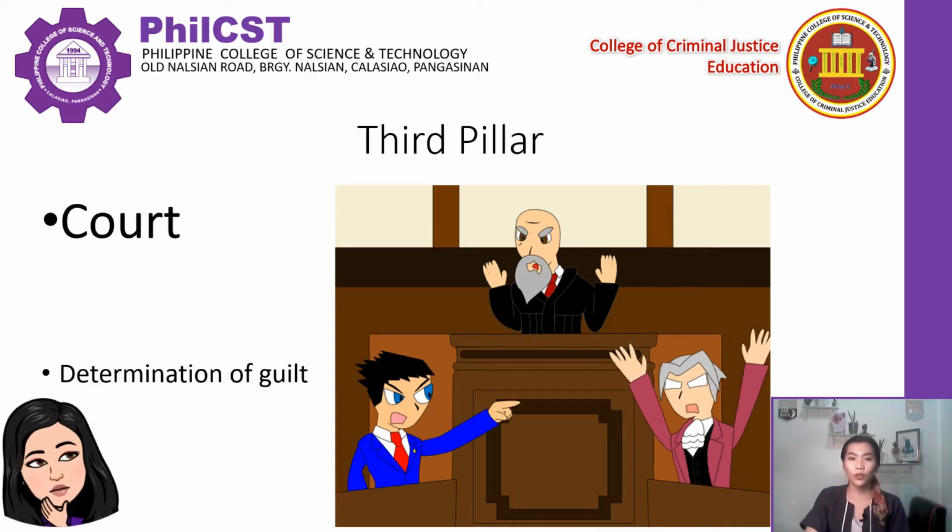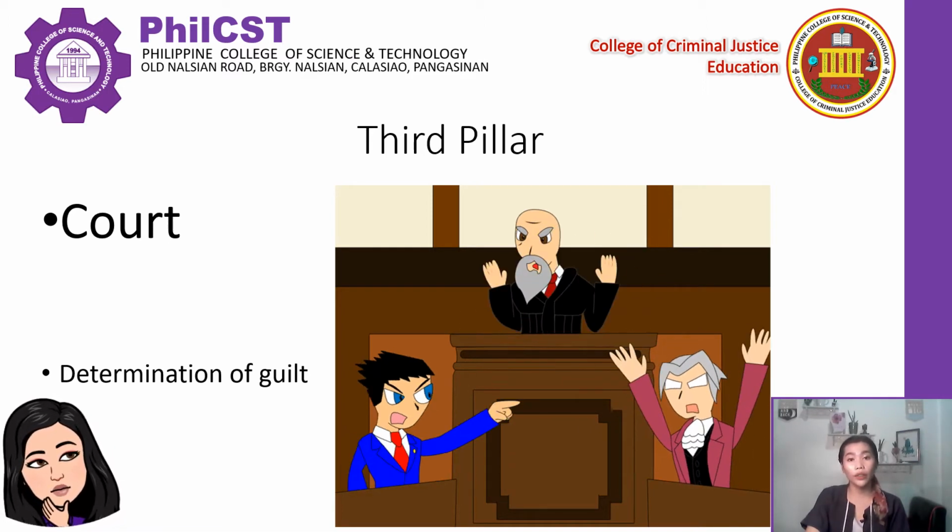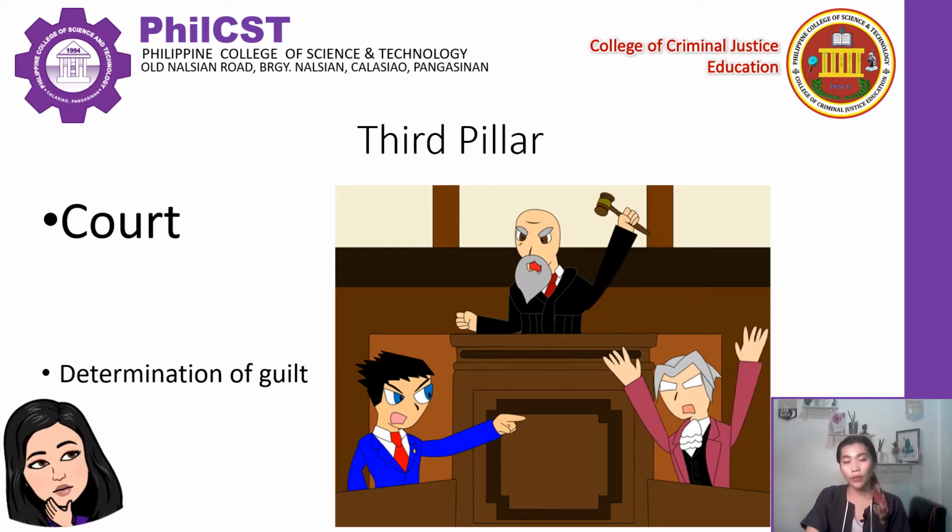So once the prosecution pillar proves that there is a probable cause, or a well-founded belief that a crime happened and someone is responsible for it, then he will file an information in the court. The definition of information will be tackled later on.